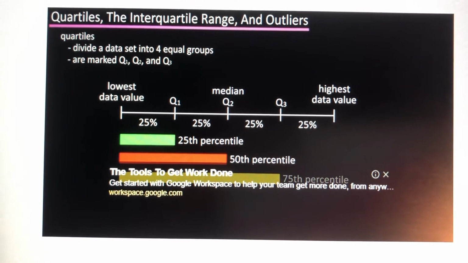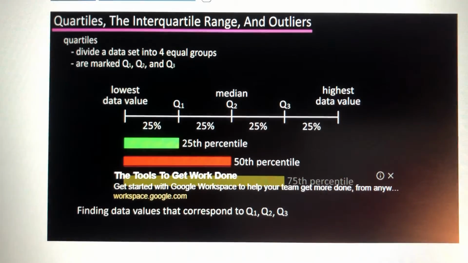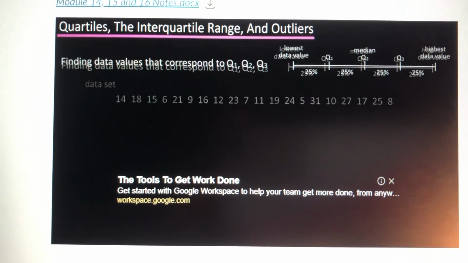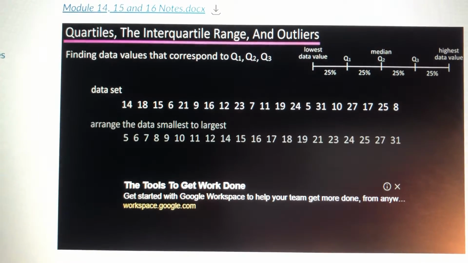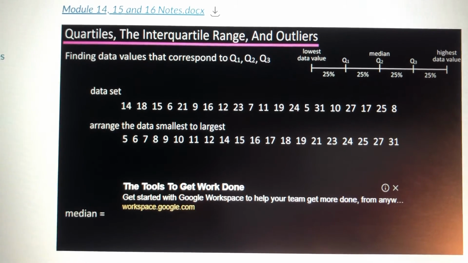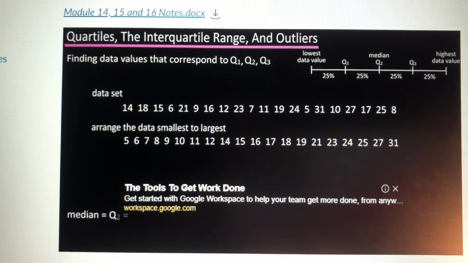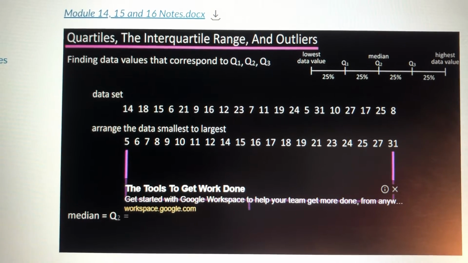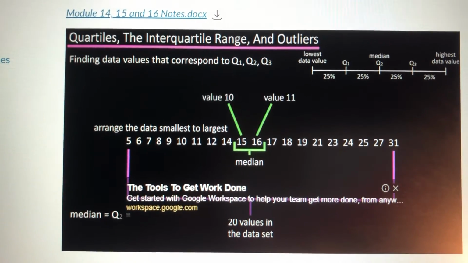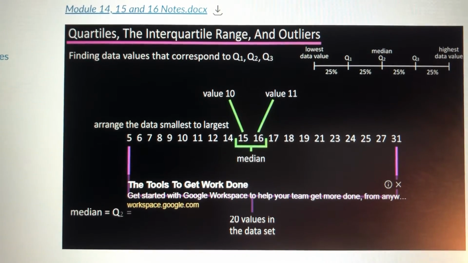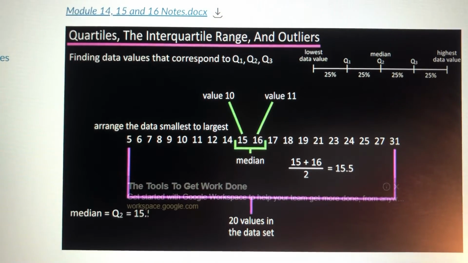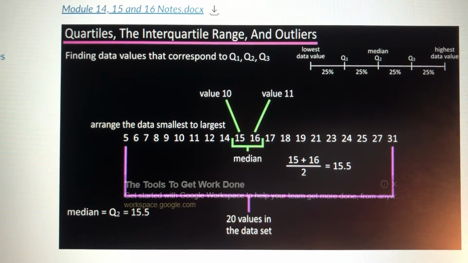There is a fairly simple way to find the data values of a data set that correspond to Q1, Q2, and Q3. Using a data set from an earlier video, we first arrange the data in order of smallest to largest. Next, we find the median of the data values, which will be the value of Q2. Since we have an even number of values in the data set, 20, the median will be between the two middle values, value number 10 and value number 11, which are 15 and 16. Add them together and divide by 2, and we get 15.5 as the median, which is Q2.